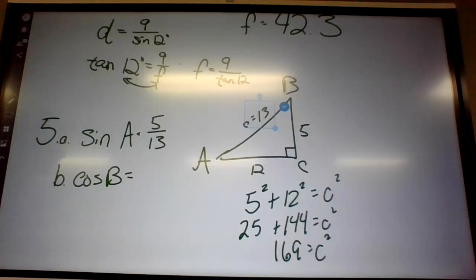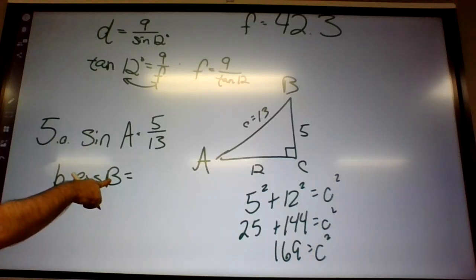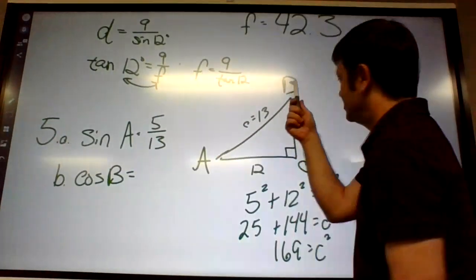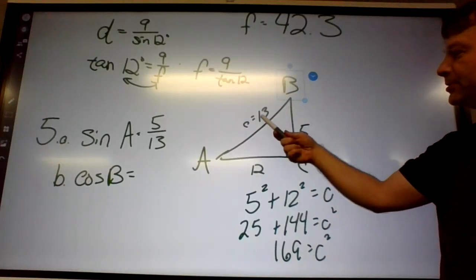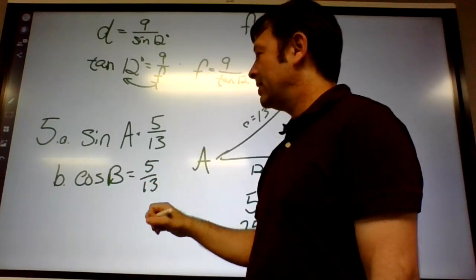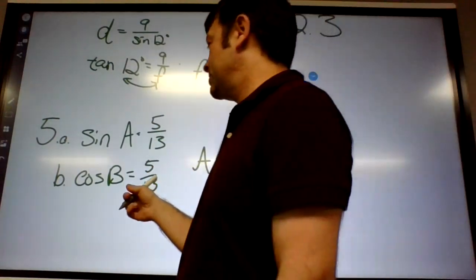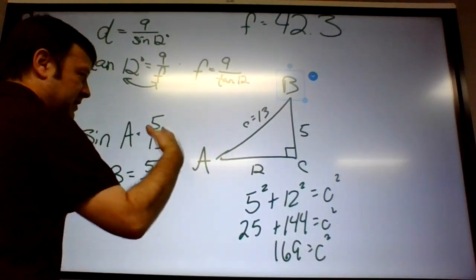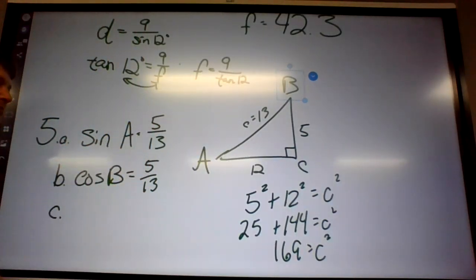Cosine of B, cosine is supposed to tell us adjacent over hypotenuse. And notice though, they changed it to angle B. So that's a little different. So B is up here, so what's the adjacent to B? 5. And the hypotenuse is always that one. So this one's also 5 over 13. I think they're trying to get us to notice a pattern here. When you do sine and cosine of the different angle, it comes out the same.